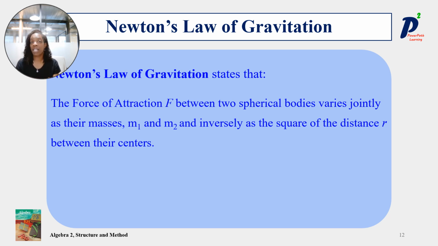Okay, so based on the law, do you think you can write the formula? If so, give it a try. I'm going to start now. The force of attraction F varies jointly as mass 1 and mass 2, so times m1 times m2, and inversely as the square of the distance r, so over r squared. Hopefully you got the same answer.